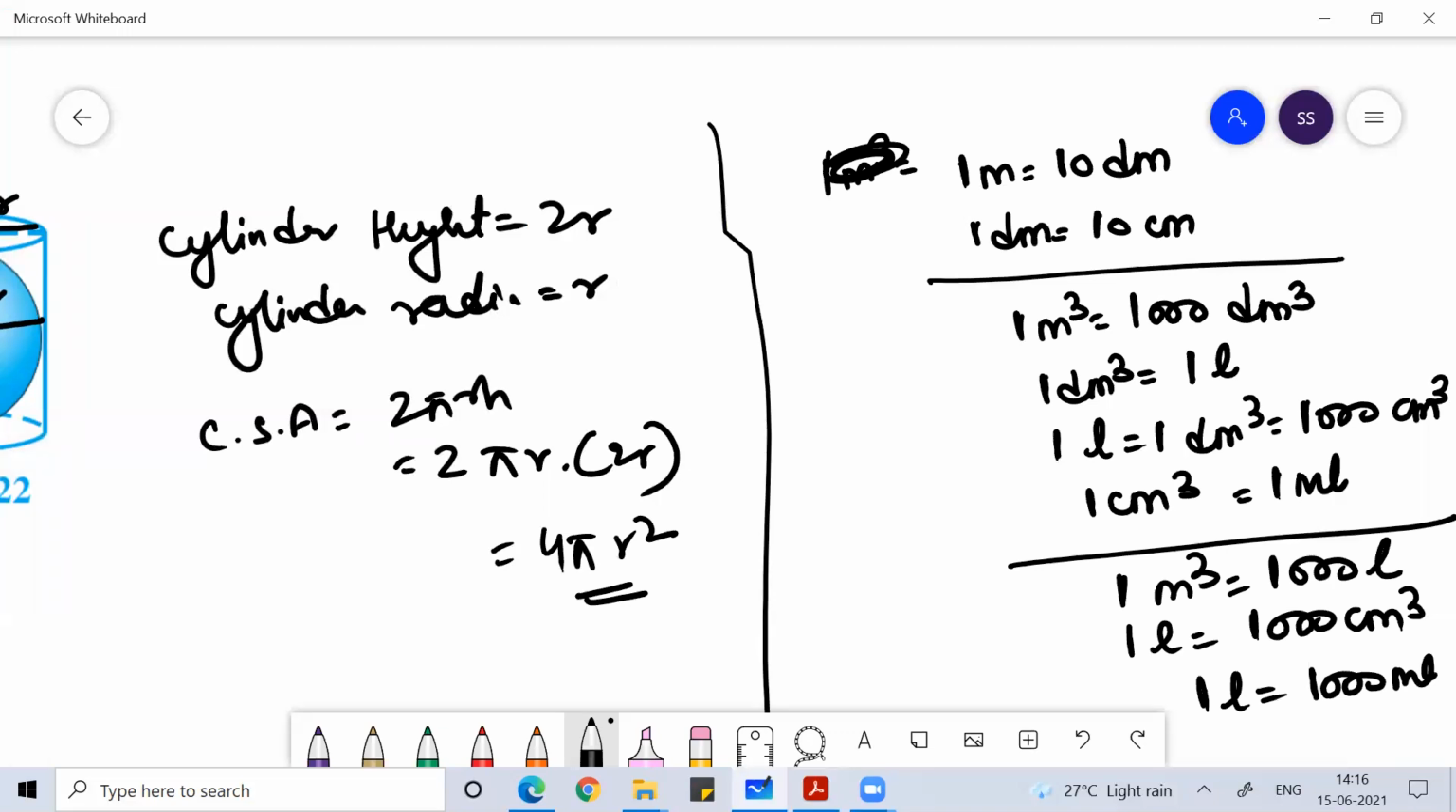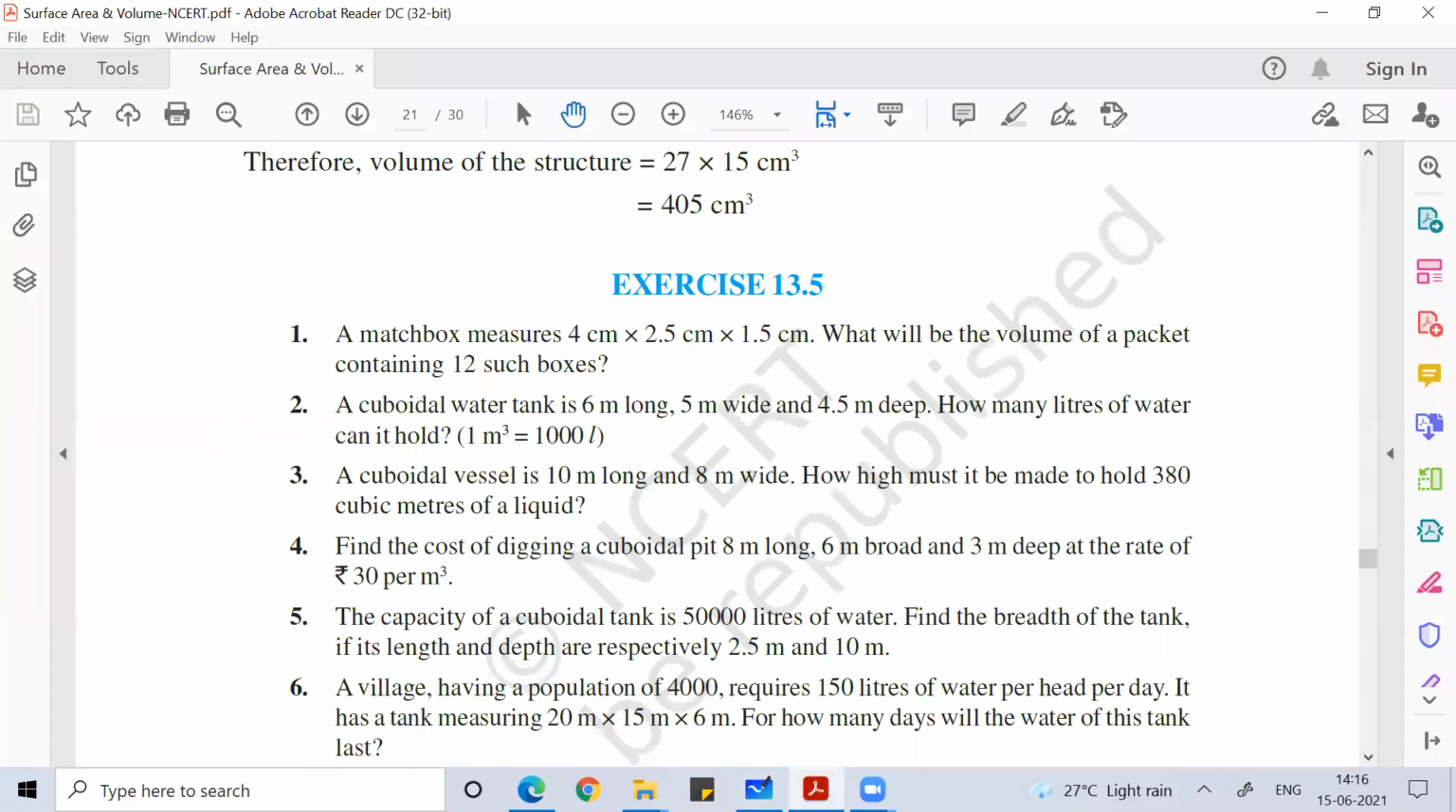I hope you are getting it. Yes, sir. So the volume we got is 135 meter cube. If I convert it into liter, it is 135 into 1000. So that will be my volume in liter. Any calculation mistake, anything wrong? No, sir.